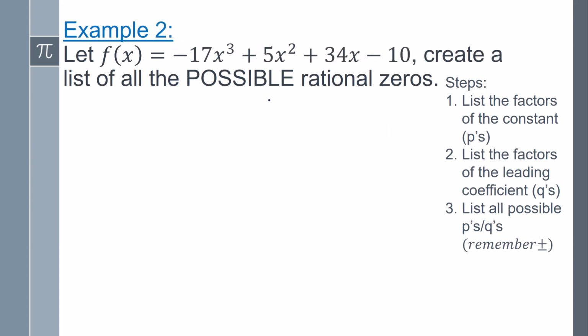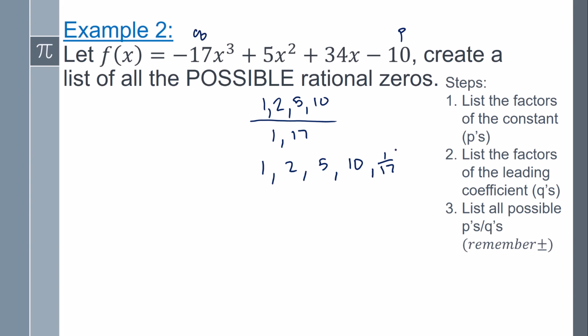We need to find our p's over q's. So p over q, factors of our constant. So factors of 10 over the factors of our leading coefficient, which is 1 and 17. So you do every single one of those combinations. So 1 over 1, 2 over 1, 5 over 1, 10 over 1, and then 1 over 17, 2 over 17, 5 over 17, and 10 over 17. And then each of these gets a plus or minus. And these are my possible zeros, and so we would use polynomial division to test them out.